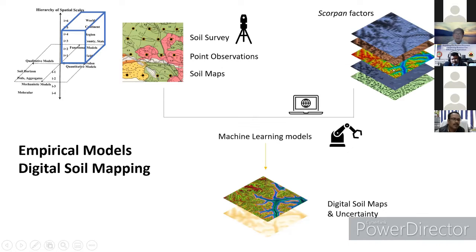This is sometimes called the SCORPAN factors or the soil forming factors. You can get information about the soil, about the climate, about the relief, about the parent material, about the hydrology and so on, and you put it in the machine learning models and it gives a prediction. Based on these few observations, you can predict for the whole area, with some uncertainty of the estimate that tells you how good your map is, right?